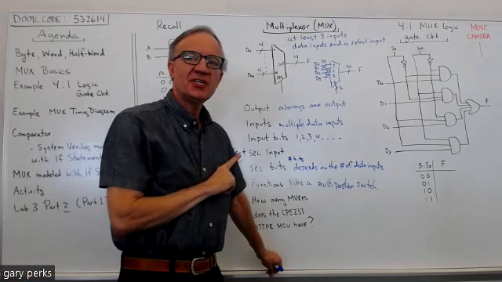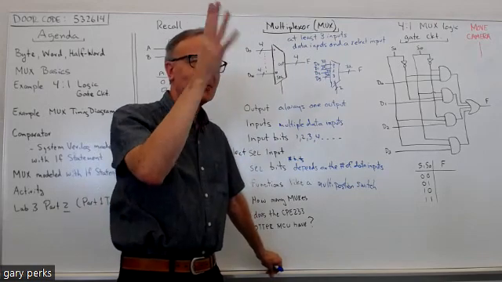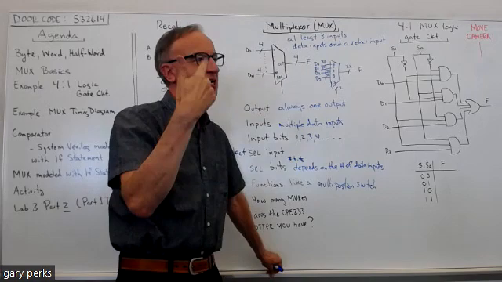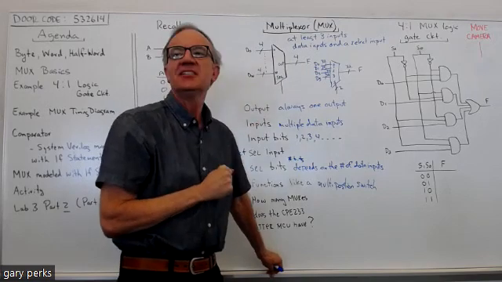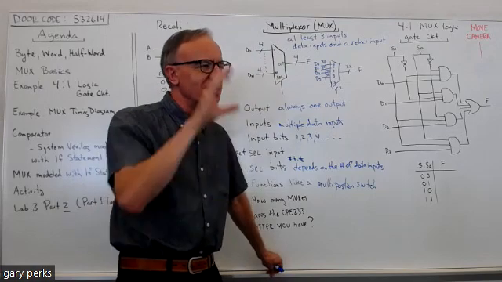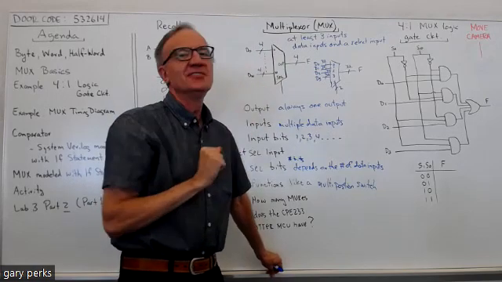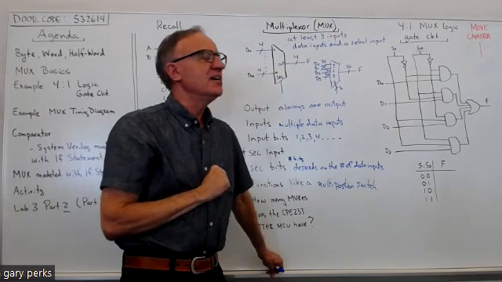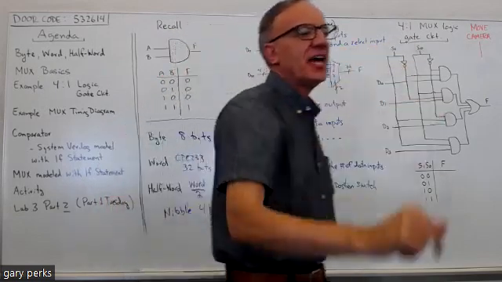Okay, so any questions about that? Get a general idea. Now, you're going to be doing a lot with MUXes. If it's still a little fuzzy, I think by the end of the class it will hopefully be clear. But do you have a general sense?